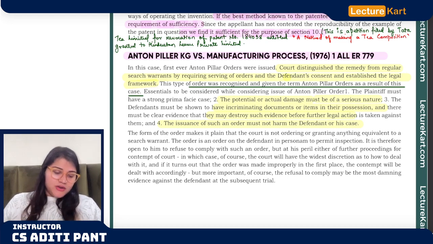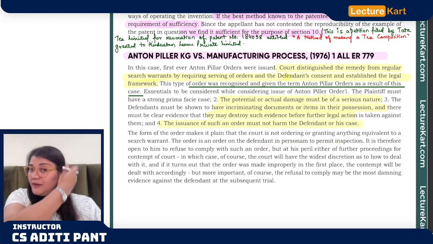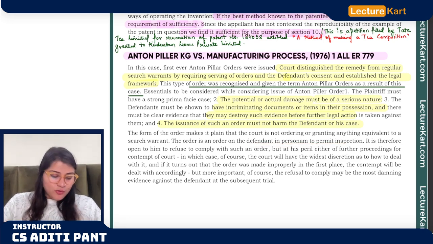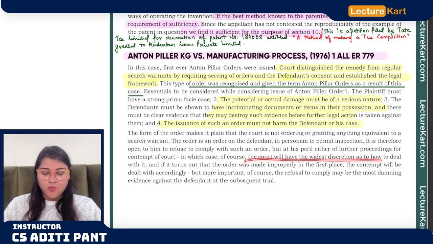The form of the order makes it plain that the court is not ordering or granting anything equivalent to a search warrant. The order is an order on the defendant in personam to permit inspection. It is therefore open to him to refuse to comply with such an order, but at his peril, either of further proceedings for contempt of court, in which case, of course, the court will have the widest discretion as to how to deal with it.